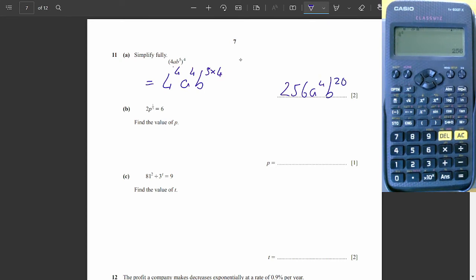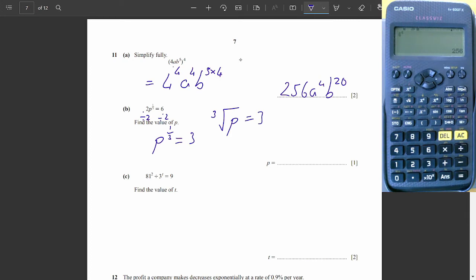Question B, find the value of p. First thing we'll do here is get rid of that 2, so we divide both sides by 2, which gives us p to the power of a third equals 3. Now, p to the power of a third, if you remember your laws of indices, is the same as the cube root of p. Let's just write that decently. Cube root of p equals 3.